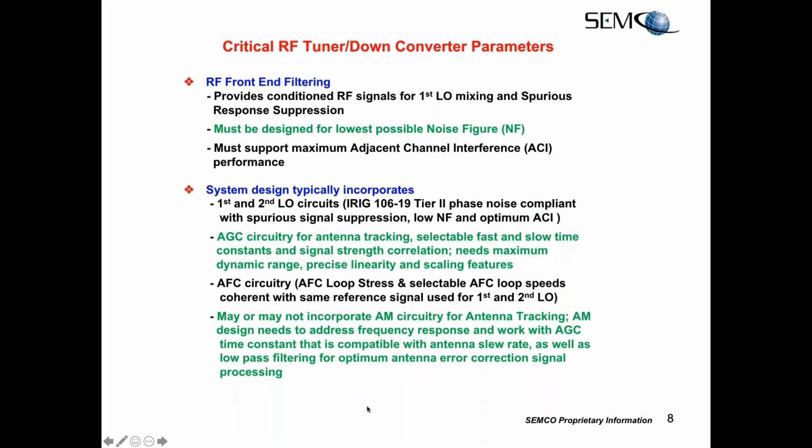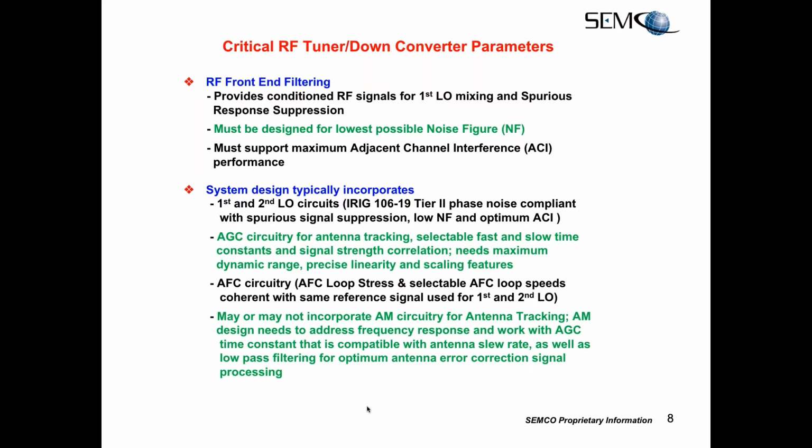So let's talk about what's critical about your RF tuner down converter parameters. This is kind of a busy slide, but this is really the heart of a telemetry receiver. A lot of people will say that the heart of a telemetry receiver is the digital FPGA that does all the demodulation, and certainly that's a very, very important and critical part of a receiver. But if you're not presenting a good signal to that demodulator, it's the old garbage in, garbage out scenario.